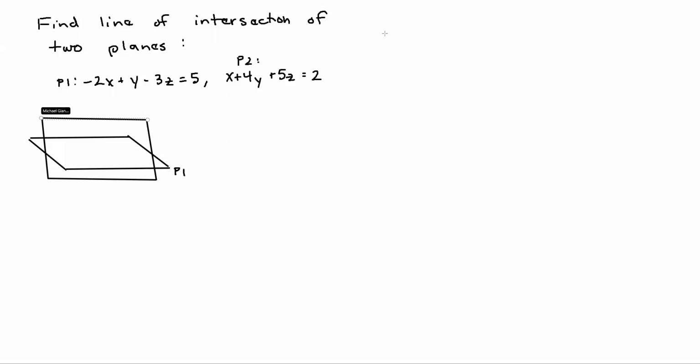And so we're asked to find the line of intersection. So this is plane 1. We'll say this guy's plane 2. So the line of intersection is going to be that line, the red line. That's plane 2.